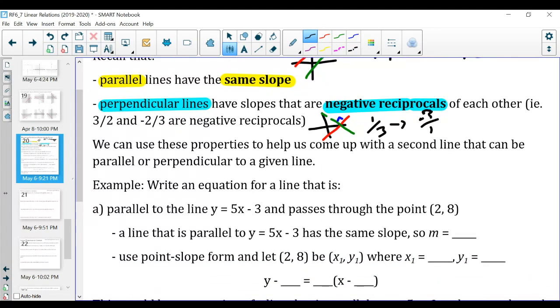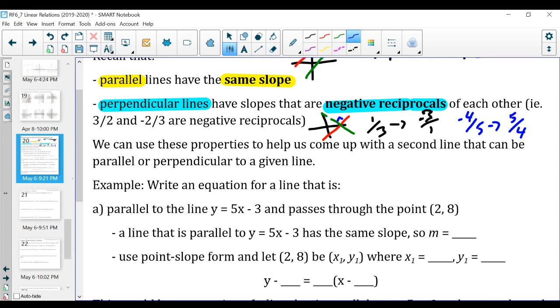Negative 3 over 1. So essentially what I did was switch the numerator and the denominator. So the top and the bottom numbers switch places. And if the first number is positive, the second number has to become negative. Another example is if we have a slope of negative 4/5, then our negative reciprocal has to be a positive 5 over 4. If you're having a little bit of trouble, make sure to go back to the RF3 notes or drop me an email. I'd be more than happy to help you out.